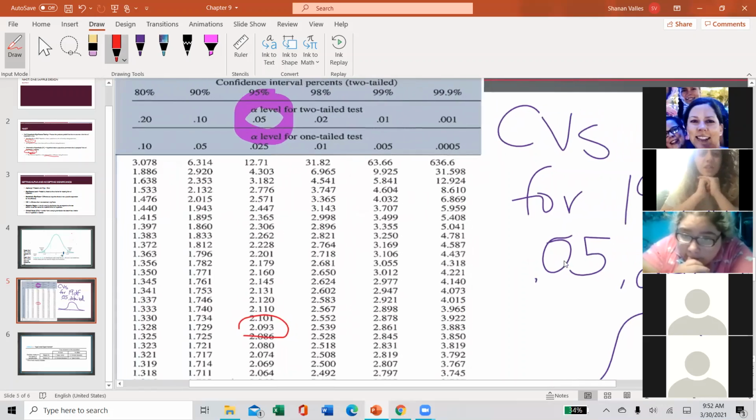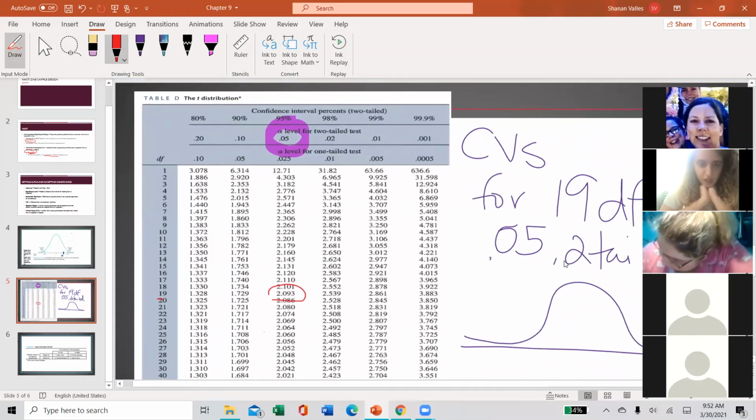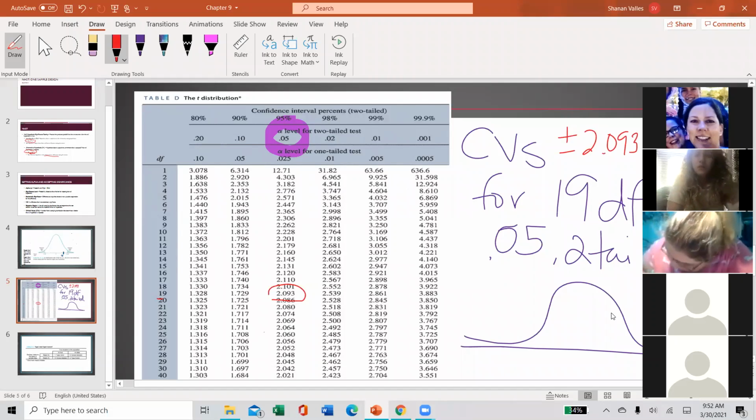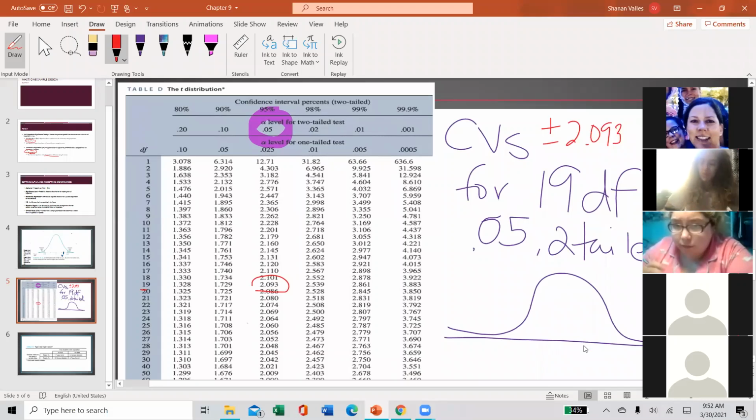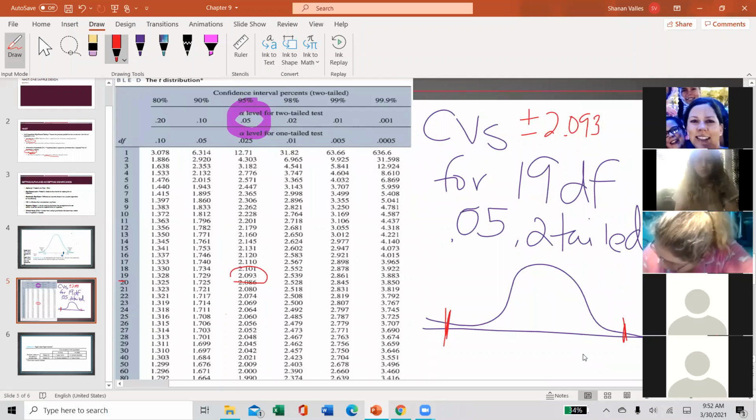So our critical values, and sometimes if you just want to, you can just write them, 2.0, you'll see we'll do that in a little bit in the future. Critical values, and we always put plus or minus because we're doing two-tailed. We got to do our two tails, right? And we would have our negative 2.093 on this end, and we'd have our positive 2.093 on that end.